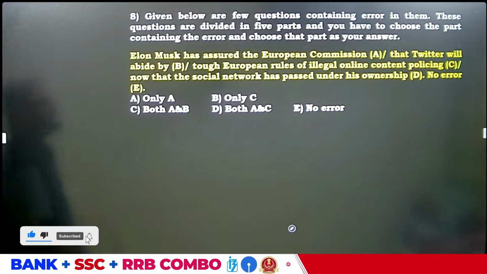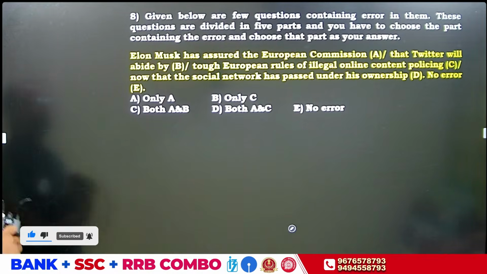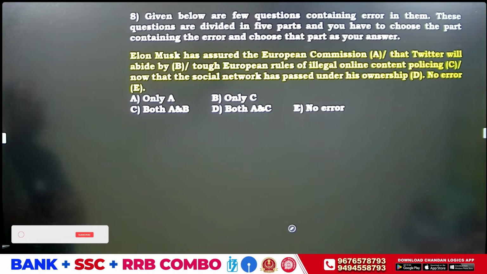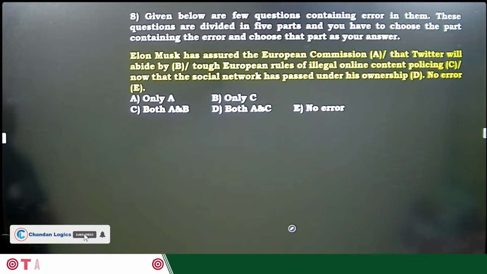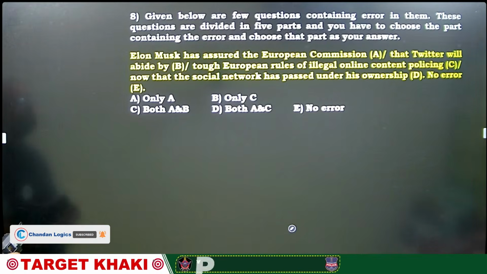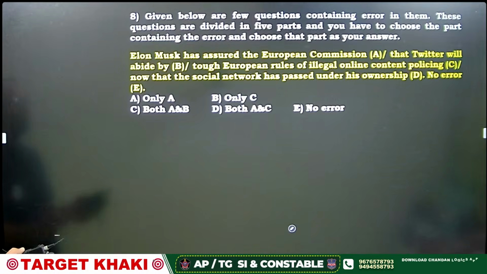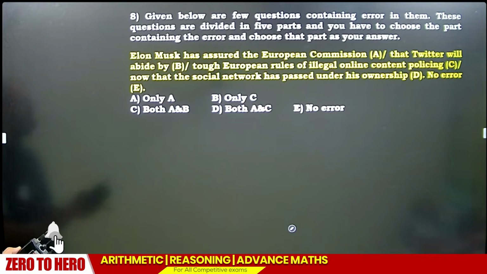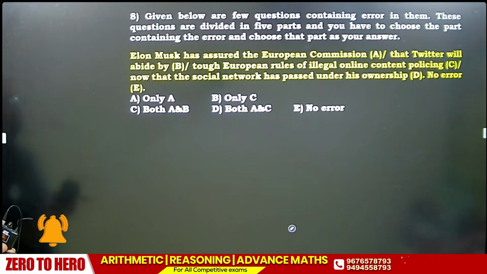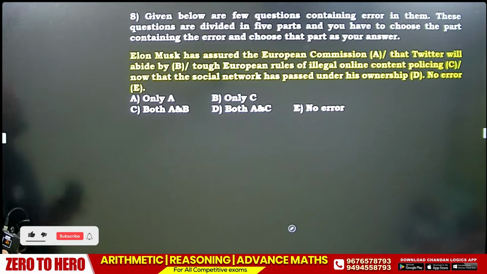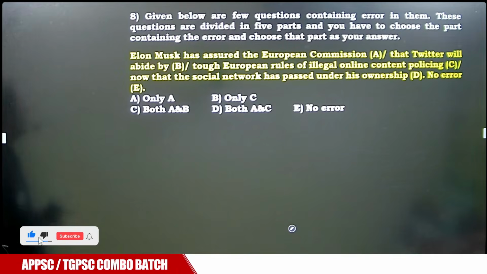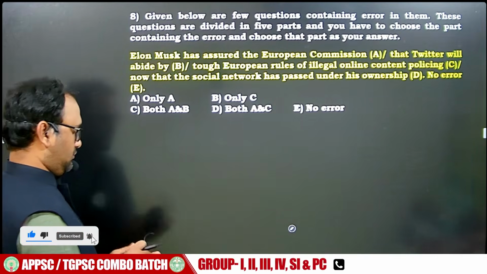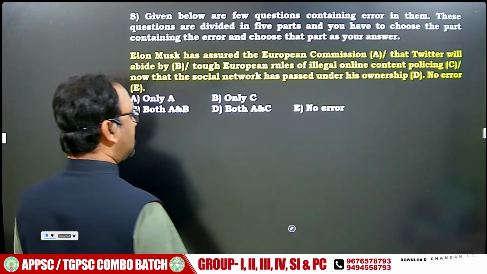Waiting for your answer. Elon Musk has assured the European Commission that Twitter will abide by tough European rules of illegal online content policing now that the social networking has passed under his ownership. I'm waiting for your answer.